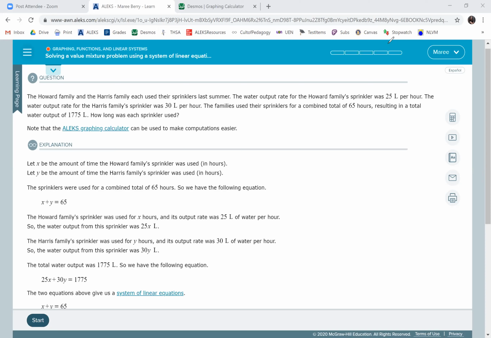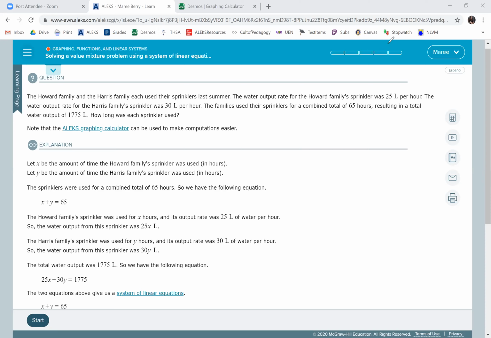A lot of people who have grass use sprinklers unless you live back east. The water output rate for the Howard family sprinkler was 25 liters per hour, and the water output rate for the Harris family was 30 liters per hour. The families used their sprinklers for a combined total of 65 hours. So if you say the time the Howard family used was X, and the Harris family is Y, then when you add them together, you should get 65 because those are the times.